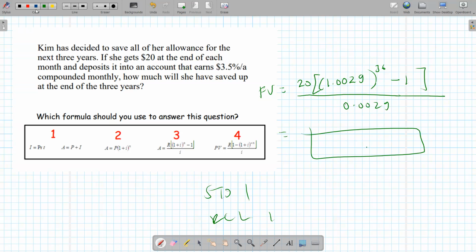Actually, for this one, do you even need to use STO? I don't think so. You can just first plug this entire square bracket, and you can either multiply by 20 first and then divide by the denominator, or you can divide first and then multiply. You don't need STO RCL here. That's if the left-hand side is missing. That's if it turns into an equation.